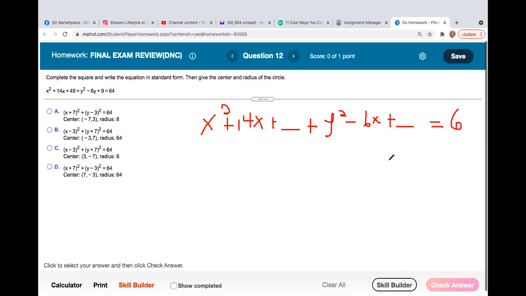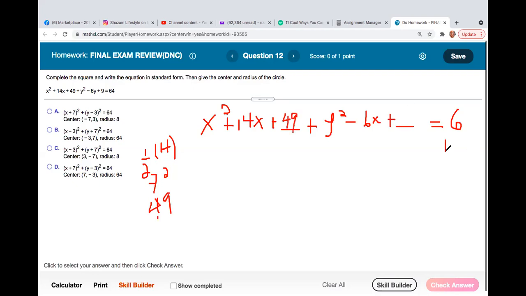So the first thing you would have to do, listen, take half of 14. Half of 14 is going to be 7. And then you want to take that 7 and square it, okay? So that's going to give you 49. Now that 49, you're going to add it to both sides. So you add it over here, whatever you do to one side, you must do to the other side, okay?